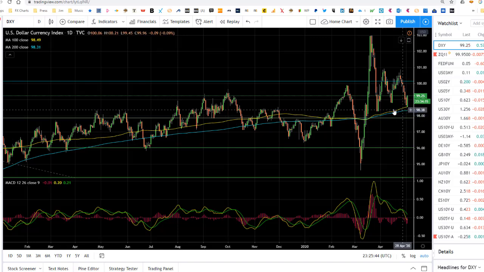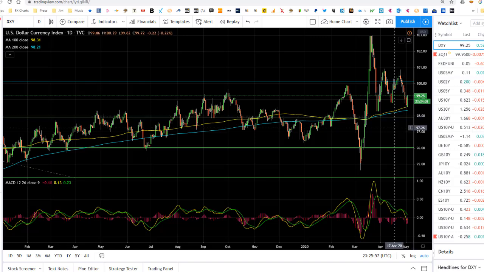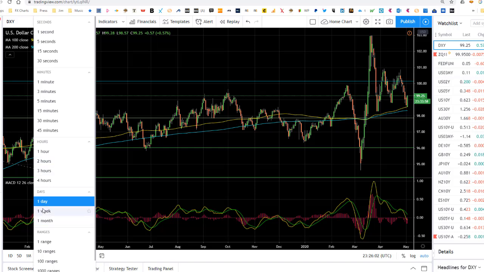But the dollar index certainly looks like it could test these lows down around here, and the 200-day moving average down about 98.30. And if we get below there, then we could see a bit of an acceleration to the downside. The weekly charts, we'll just go forward there and have a quick look at that.